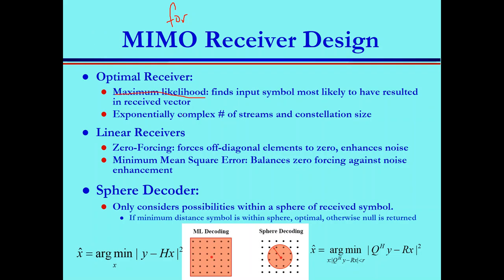Linear receiver. There is the optimal receiver, which is maximum likelihood. Optimal gives you the optimal performance, but it's so complex. There is another type of receiver. We call them linear receivers. These are less complex, but what's the price you pay here? They don't give you the optimal performance, like maximum likelihood. An example of this is zero forcing.